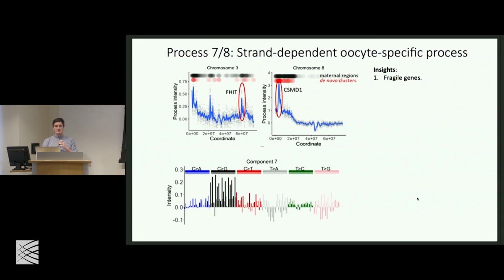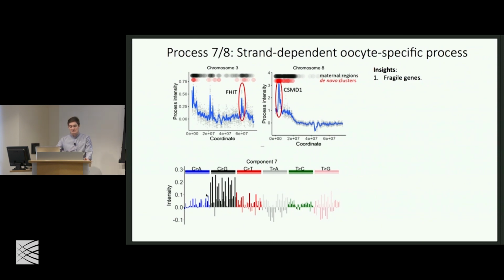So the other process has more interesting behavior along the genome. This is also a strand-dependent process, and it shows regional activity in large regions of the genome, and at the same time some notable spikes on genes. First we noted that it is associated with fragile genes. It has a very specific spectrum. It's enriched by C2G mutations.